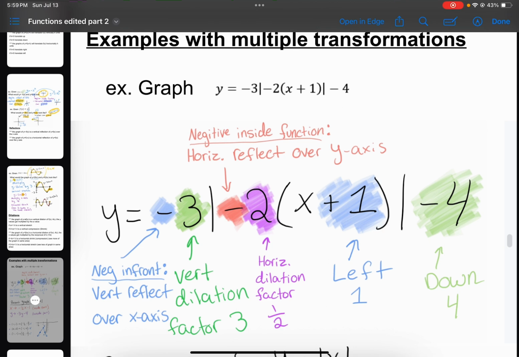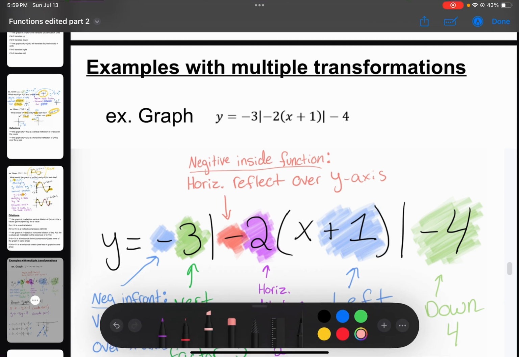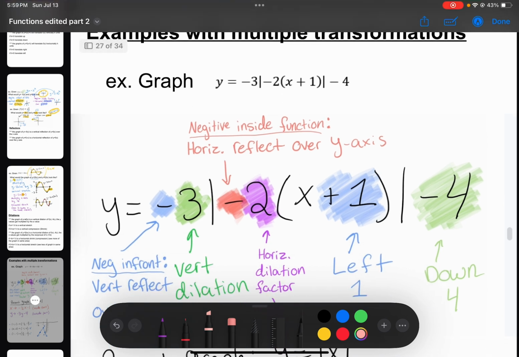Let's talk about some examples. So these equations have a lot of transformations to them. So here we have y equals -3, absolute value of -2 times x plus 1, closed absolute value, -4. Okay, so there's a lot going on here. So let's break this down.